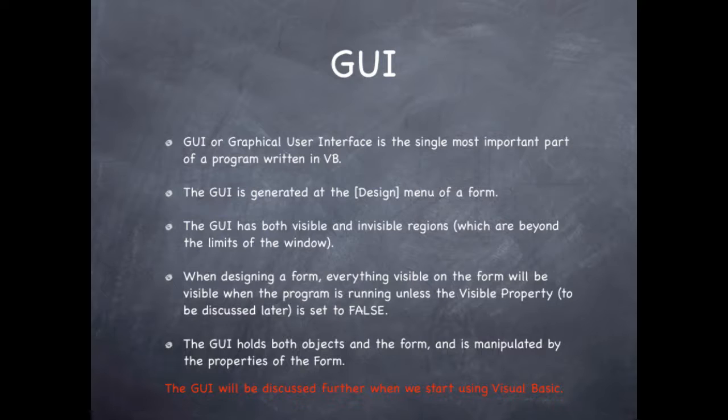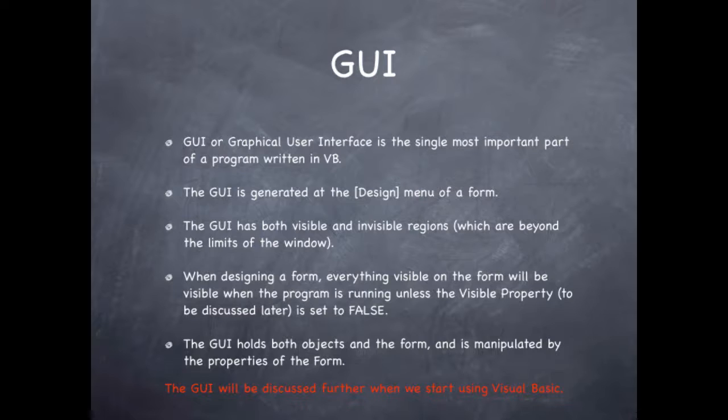The GUI has both visible and invisible regions. Unlike anything you might be used to, Visual Basic lets you put things off the window, like in negative points in space, beyond what the user can really see. When designing a form, everything is visible on the form and will be visible when running, unless the visible property is set to false. And like it says there, we're going to be going over that later when we actually get into showing Visual Basic.